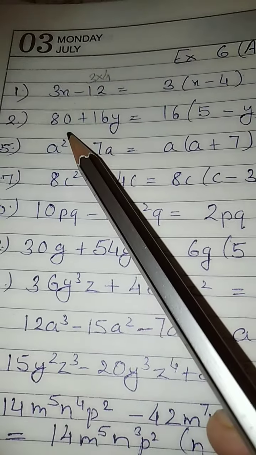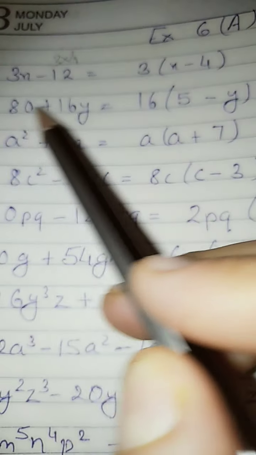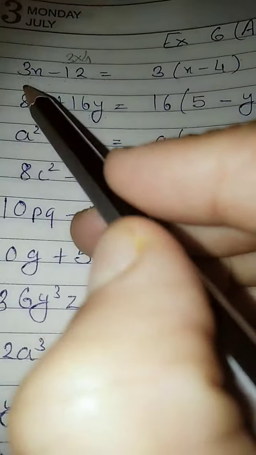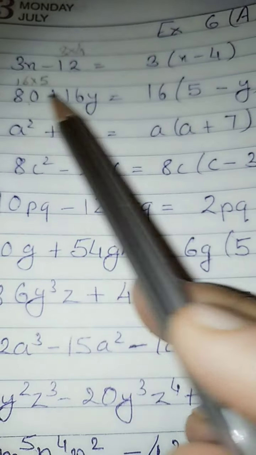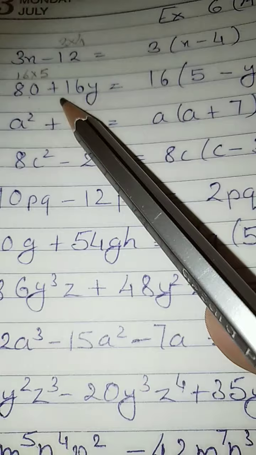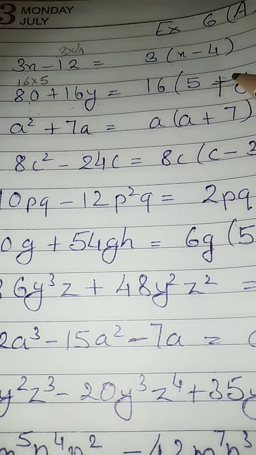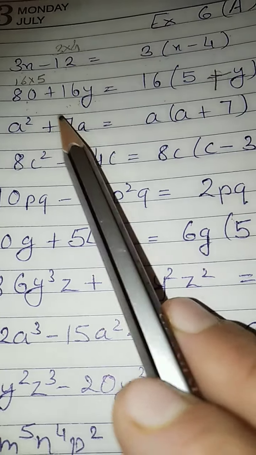Now the second one is 80 plus 16y. What is common between 80 and 16? What is the HCF of 16 and 80? 80 can be written as 16 into 5. So 16 is common in both. So we will take 16 as common. So we are left with 5 plus y. Sorry, here it is plus. 5 plus y. So this is the factorization of this polynomial.